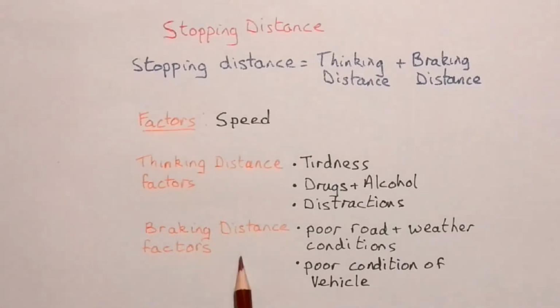The factors which affect the braking distance are the road and weather conditions. Again, you may give factors such as snow and rain, but you don't need to. Just simply say road and weather conditions. Or alternatively, the poor condition of the vehicle. Again, you do not need to say specifically poor brakes or anything like that. Just poor condition is sufficient.